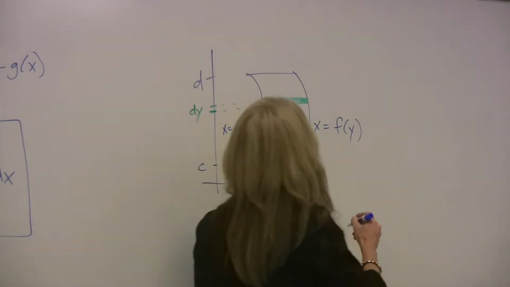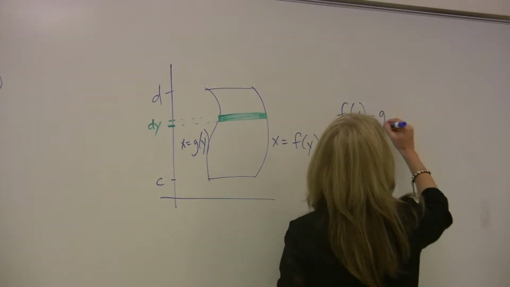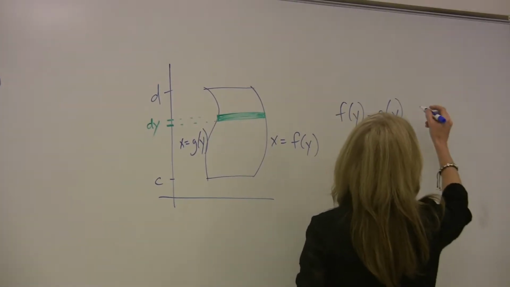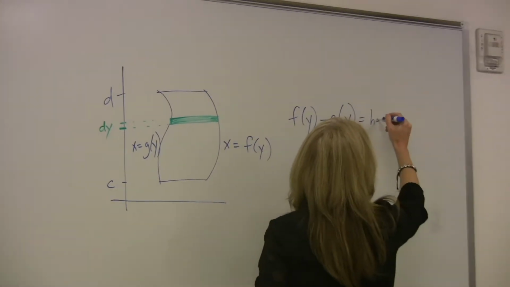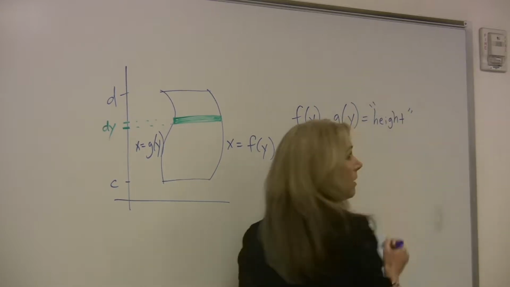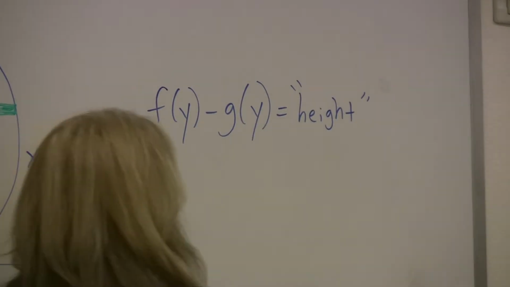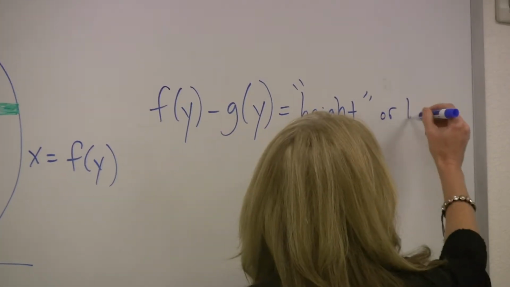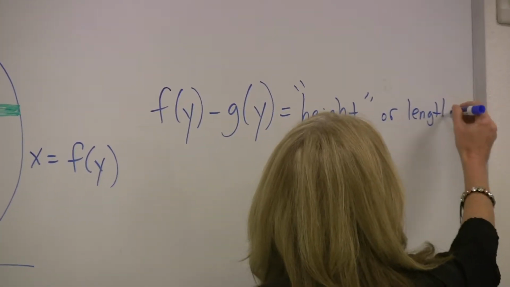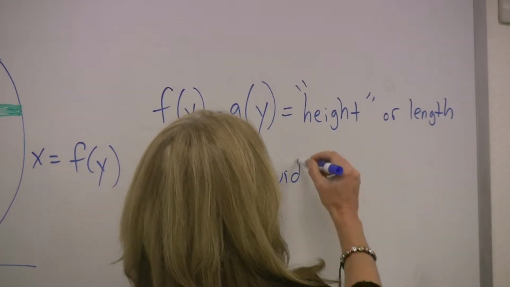F of y minus g of y, she says? We agree with that? I heard some ahas, and I thought I heard a no too. I'm calling it height even though it's sideways. You guys okay with that? It's not really the height unless you turn your head. We call it length, I suppose. And then dy is the width.